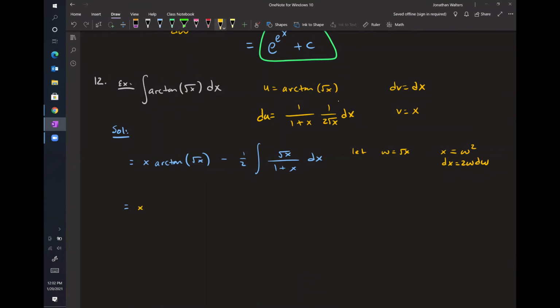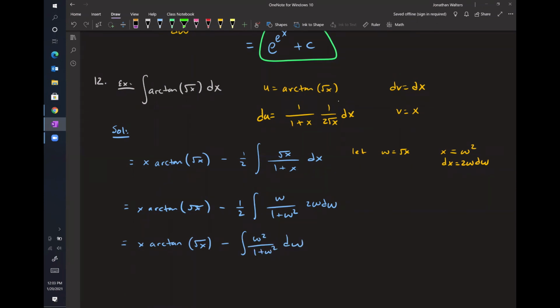So this is going to be x arctan square root of x minus 1/2 the integral of w over 1 plus w squared, and then dx is 2w dw. So if we simplify that, that's going to be x arctan square root of x minus the integral of w squared over 1 plus w squared dw. Okay.